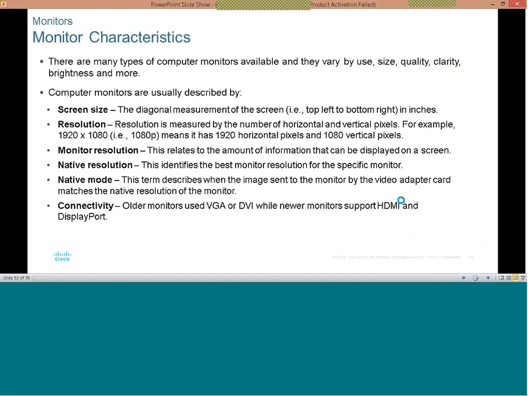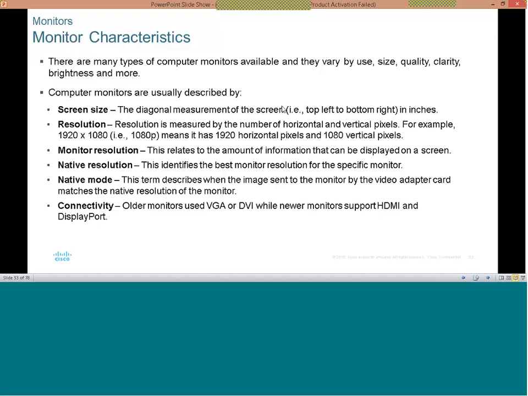And then the monitor characteristics. We need to look at the characteristics of our monitor. Computer monitors are usually described by screen size, resolution, monitor resolution, native resolution, native mode, and connectivity. These are features and settings that you can adjust on your monitor. You look at the different resolutions that can be adjusted, and all this is just to give you a better output. We can walk through them and see the different resolution standards.